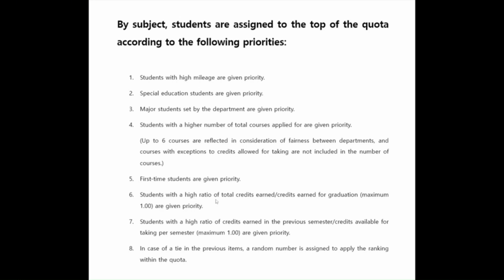Next is a high ratio of total credits earned in comparison to credits required for graduation. So if you're closer to your graduation percentage-wise, then you have higher priority. If you took a lot of credits last semester, then you also have higher priority, and if everything else is equal, they sort you randomly. So obviously the most important thing is high mileage.